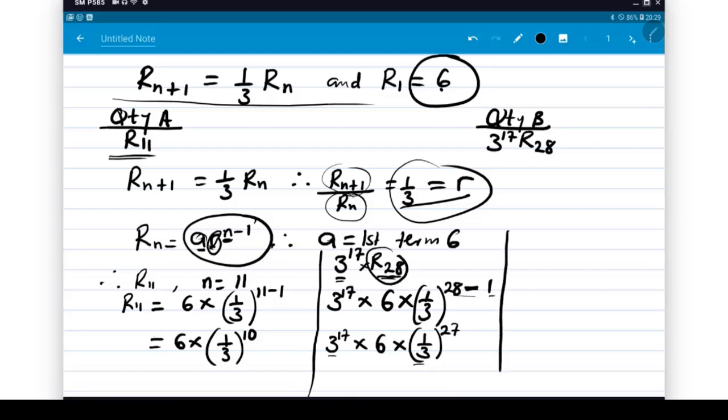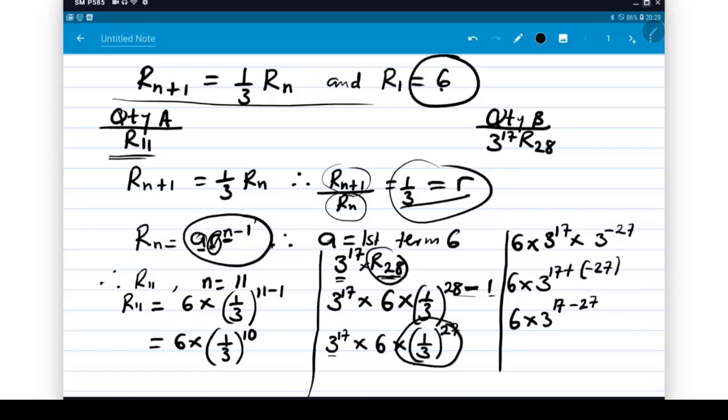So here, let me take the 6 first, then times 3 raised to power 17. Just like I said the other time, this one here is the same as 3 raised to power minus 27. Okay, so this gives 6 times 3 raised to power 17 plus minus 27, and that will be 6 times 3 raised to power 17 minus 27, which will be 6 times 3 raised to power minus 10, which is the same as 6 times 1 over 3 raised to power 10.